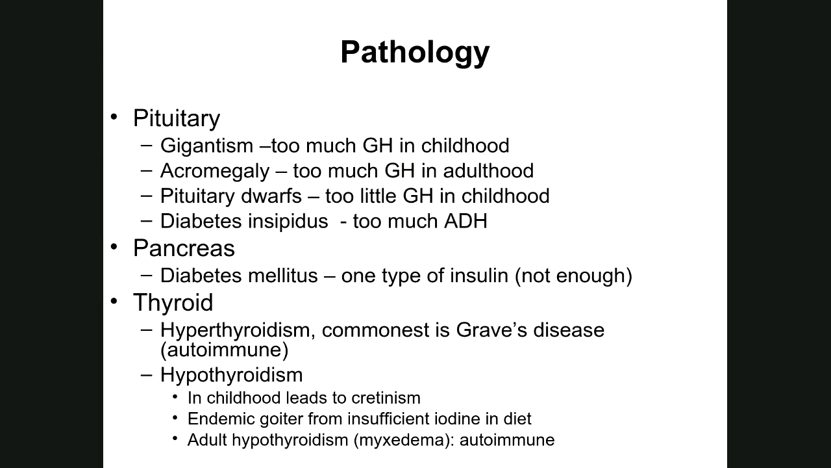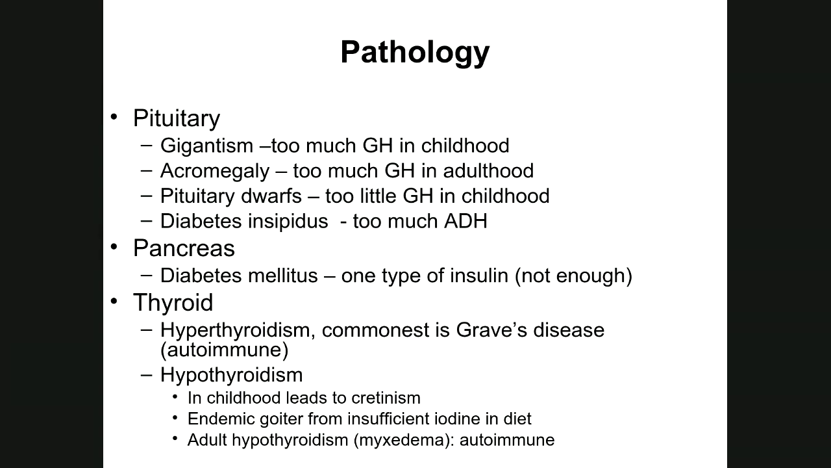Let's look now at some pathologies. The pituitary, you remember, secretes growth hormone. If there is too much secretion of growth hormone, that leads to a pathology that we call gigantism. This happens if there is too much growth hormone in childhood. However, if there is too much growth hormone in adulthood, we call that acromegaly. And we will show you some pictures. Also, if there is too little growth hormone during childhood, that will create pituitary dwarfism.